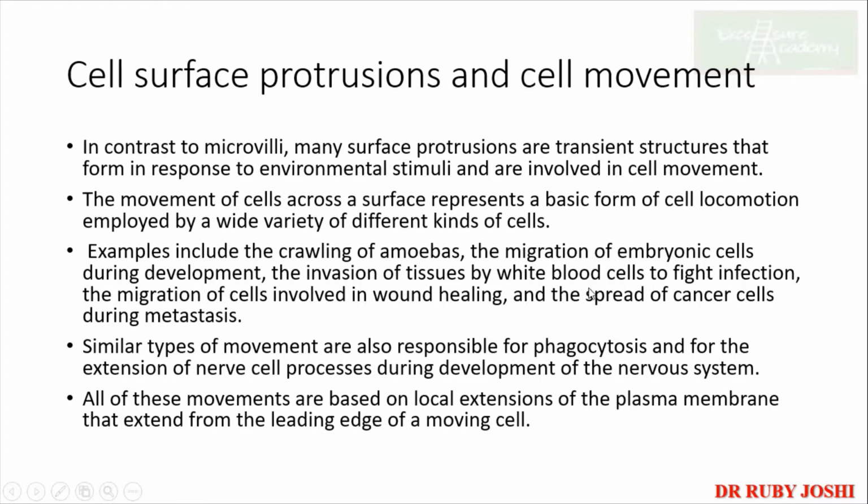Also the WBCs fighting infection, that is, reaching the site of wound healing, and also the spread of cancer cells. Similar types of movement are also responsible for phagocytosis and for the extension of nerve cell processes during the development of the nervous system. So all these movements are nothing but local extensions of the plasma membrane, which is done by the actin filaments.